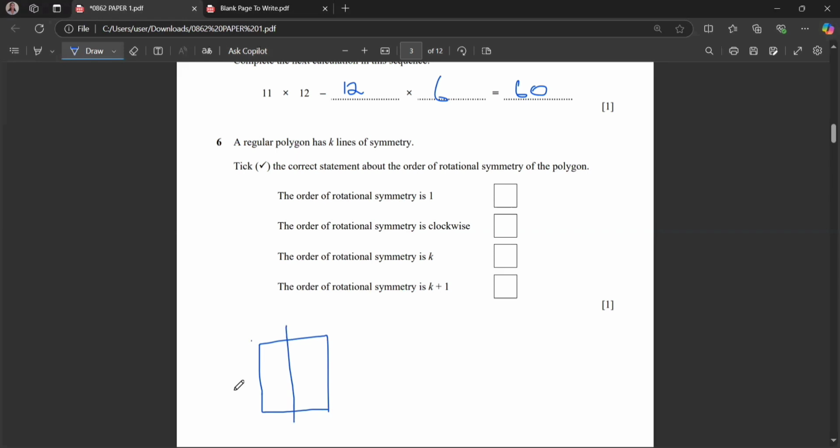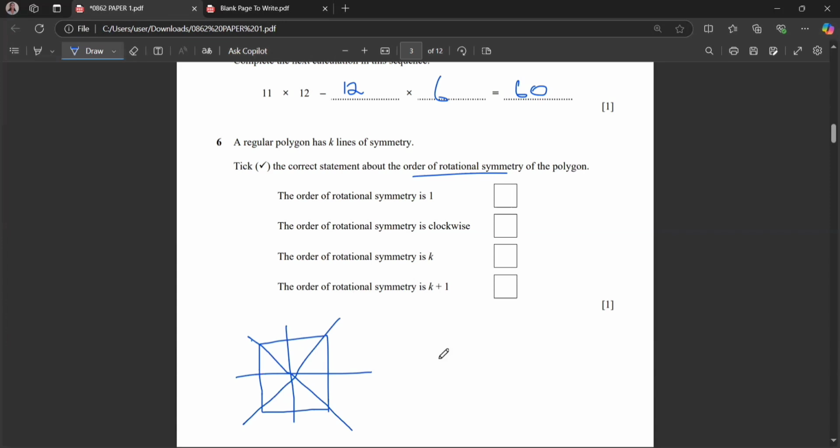So what is a line of symmetry? It basically means it's a mirror line. It's the line that can divide a shape into similar halves. So this one has four lines of symmetry, isn't it? Now, what does rotational symmetry mean? You make an object go through a full rotation, that is a full 360 degrees, and count how many times that original shape matches itself. So that is the order of rotational symmetry.